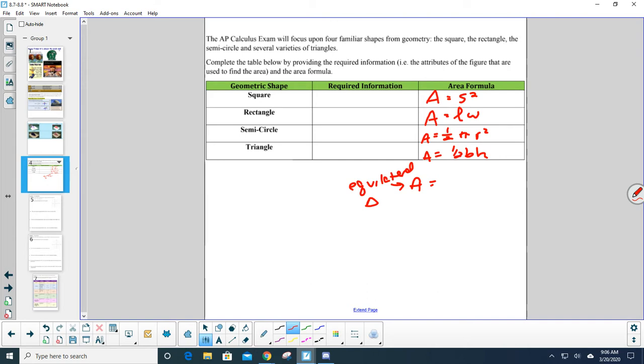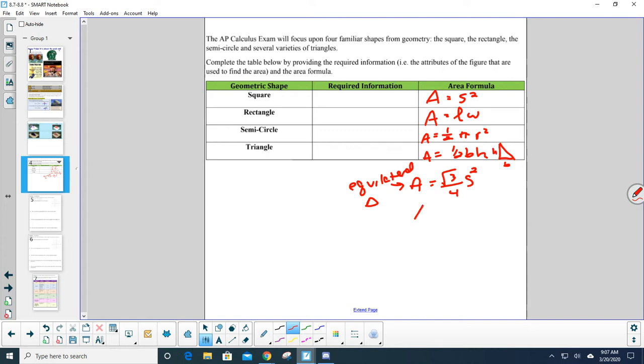Area equals root 3 over 4 a squared, where a is the side length. Root 3 over 4, I'm just going to put s squared, side squared. Okay, so for this one, a triangle, we're doing our base and our height.